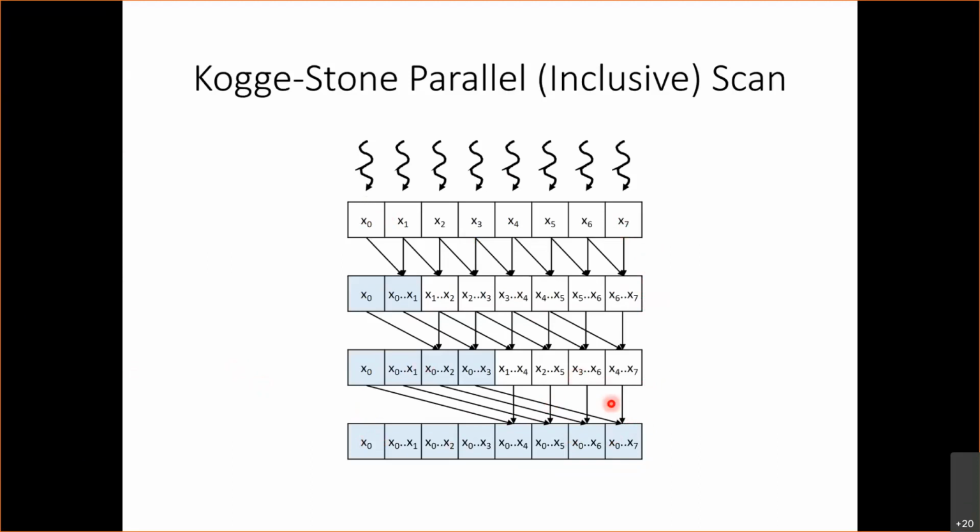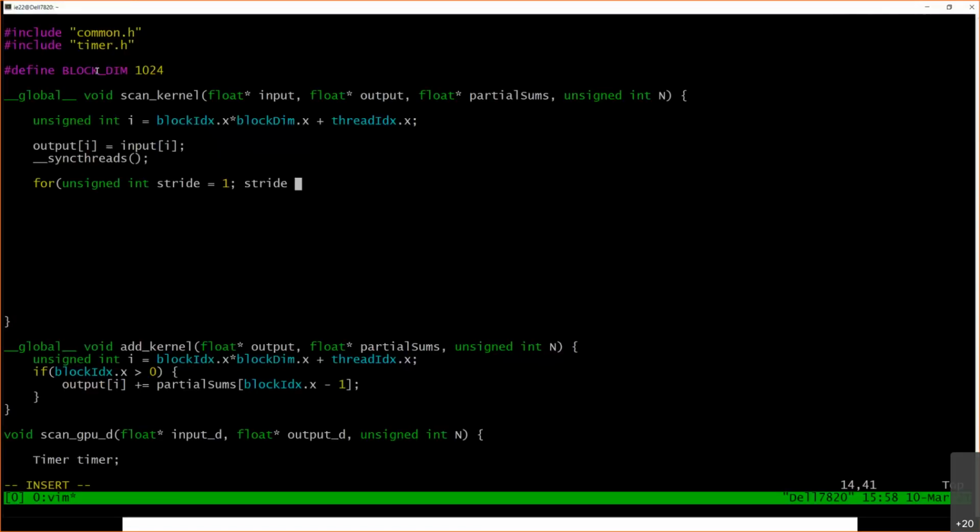Okay, so for 8 elements, we stop at a stride of 4. In general, for block dim elements, we're going to stop at a stride of block dim over 2. Okay, so we're going to have stride less than or equal to block dim over 2, and we are going to multiply stride by 2 on every iteration.